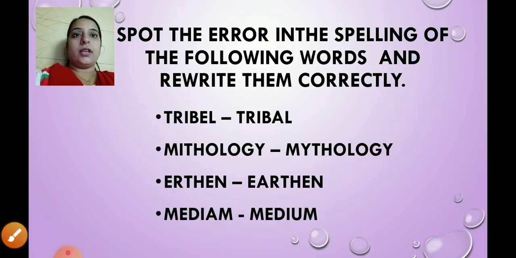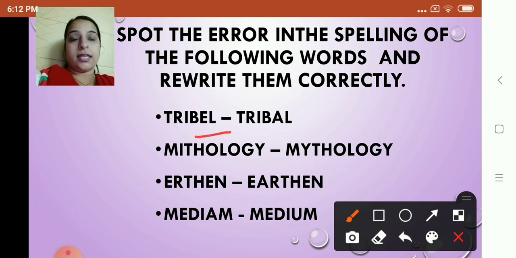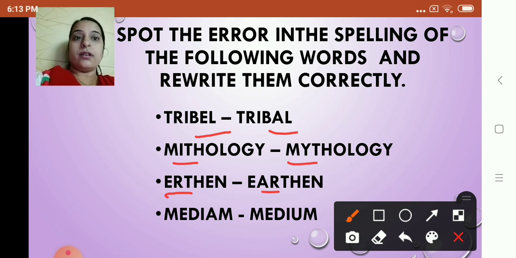The next one. Spot the error in the spelling of the following words and rewrite them correctly. The first one, tribal. Here, children, where is the error? Yes, E. It should be A, tribal. The next is mythology. Y should be there, right? Then earthen. What is missing here? A, earthen. Next is medium. Where is the error? A. It should be U, medium. So you should know the correct spellings. This also you write in your notebooks.